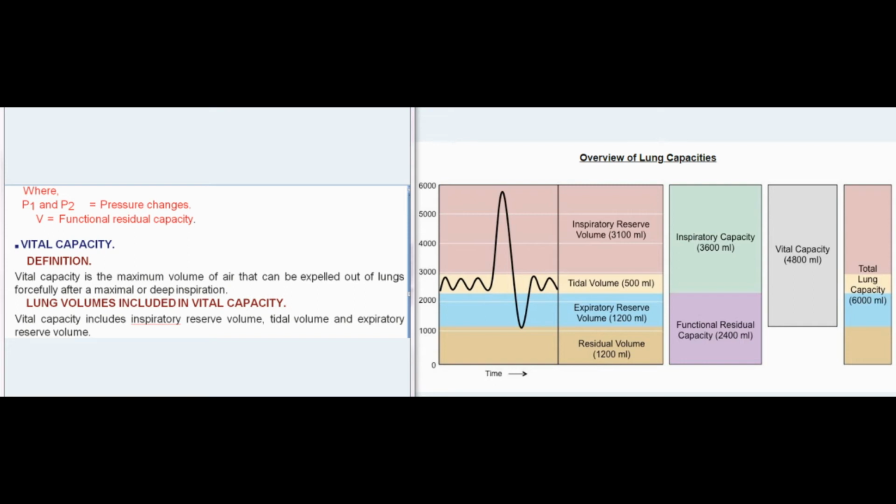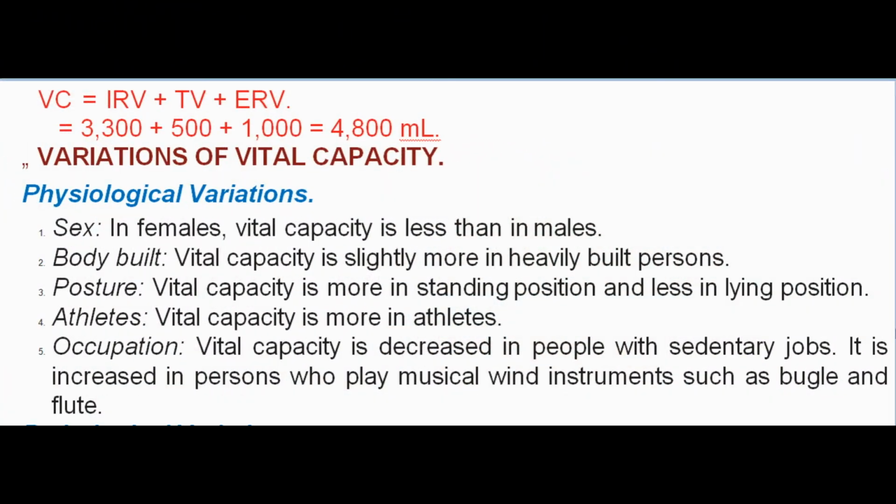Lung volumes included in vital capacity. Vital capacity includes inspiratory reserve volume, tidal volume, and expiratory reserve volume. Normal value. VC = IRV + TV + ERV = 3300 + 500 + 1000 = 4800 ml.